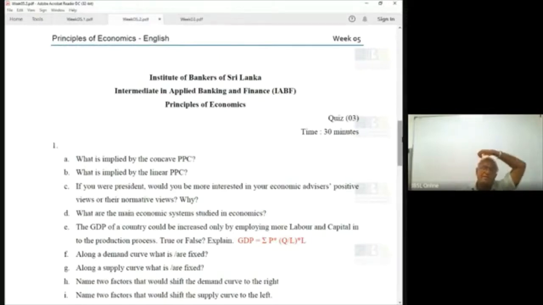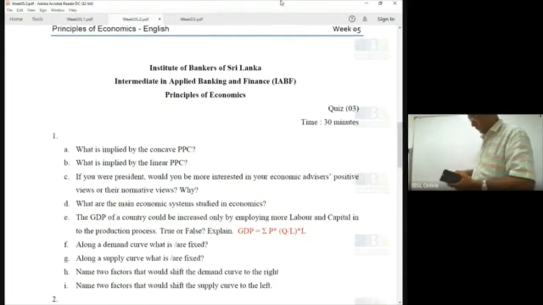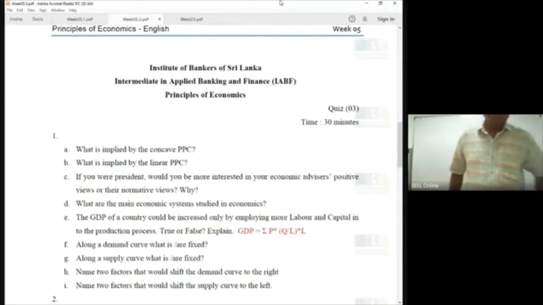What is implied by the concave PPC? What is implied by the linear PPC? In terms of production, the opportunity cost, we are asking that question. Right, we'll discuss now. First question, what is implied by the concave PPC, production possibility curve? What is implied by the linear PPC, production possibility curve?